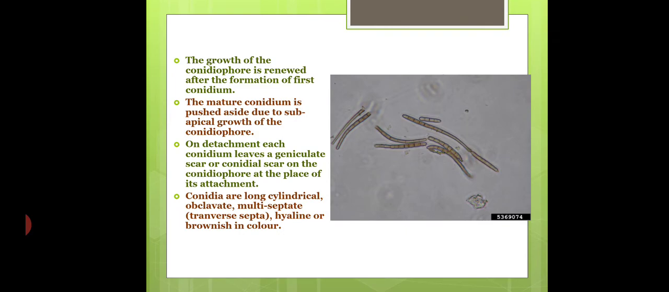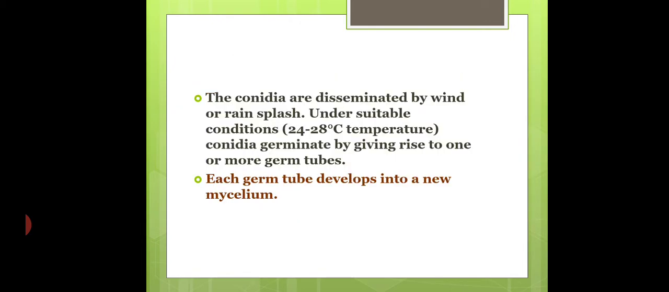Conidia are long, cylindrical, obclavate, multiseptate. That is the speciality of this particular conidium. The septae are transverse, so it appears as a linearly arranged group of cells at first, but actually it is a single septate conidium, hyaline or brownish in color, and the conidia are disseminated by wind or rain.